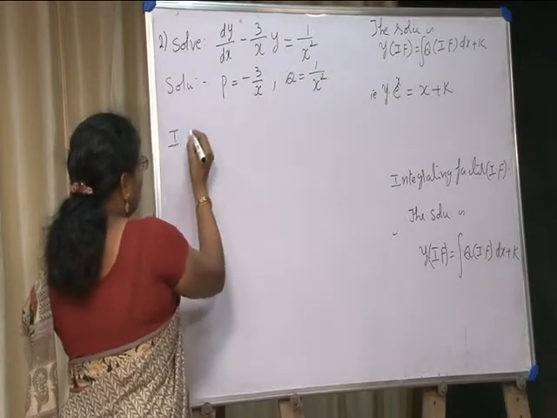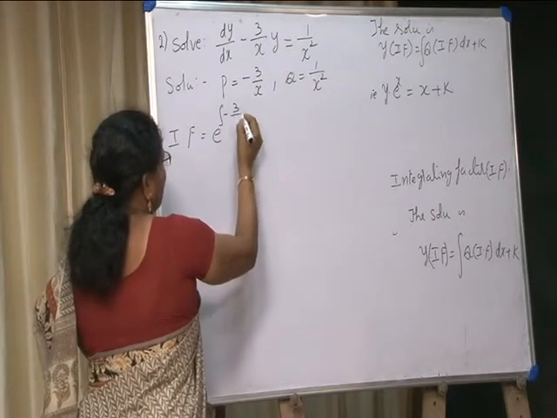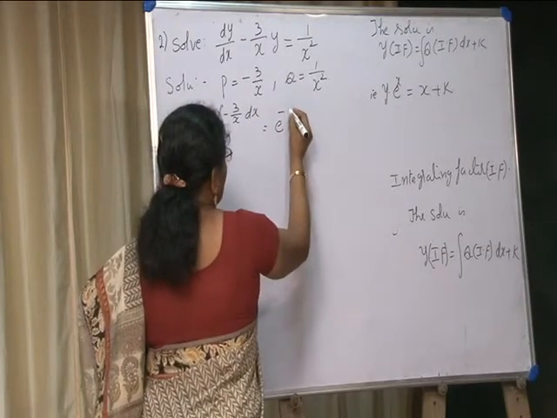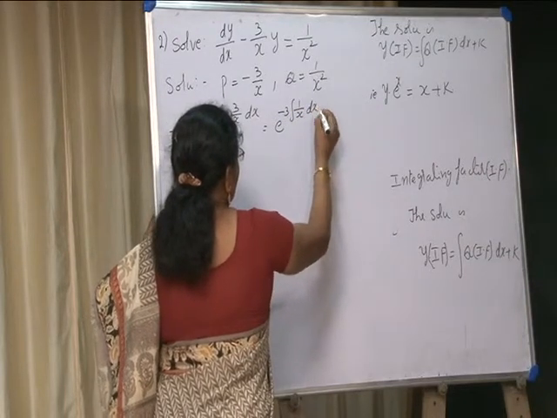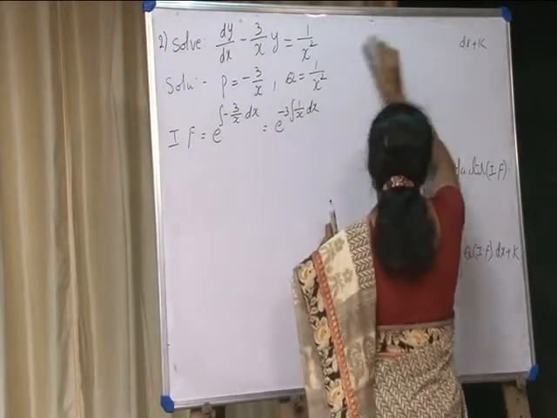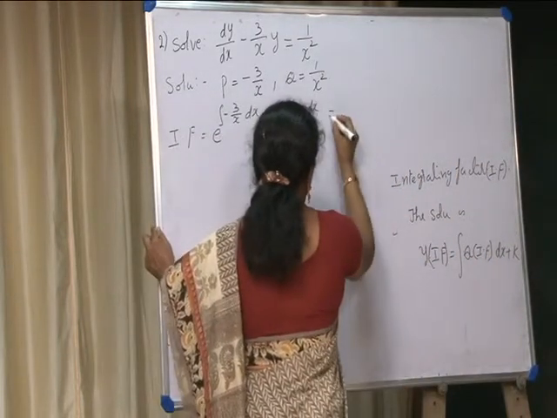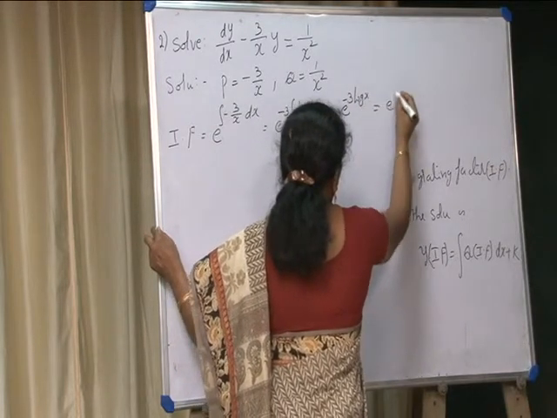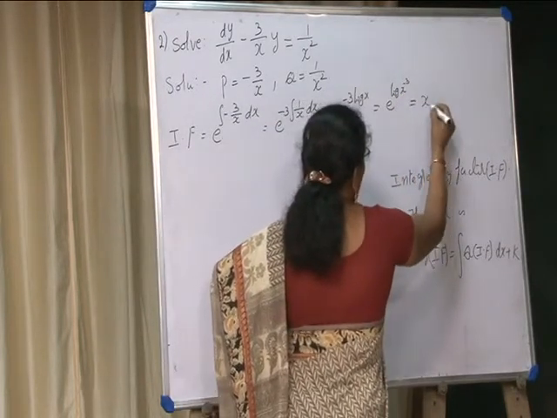Integrating factor is equal to e to the power of integral of minus 3 by x with respect to x, e to the power of minus 3 integration of 1 over x dx. Integration of 1 over x with respect to x is equal to log x, so this is e to the power of minus 3 log x, e to the power of log x to the power of minus 3. This is equal to x to the power of minus 3.